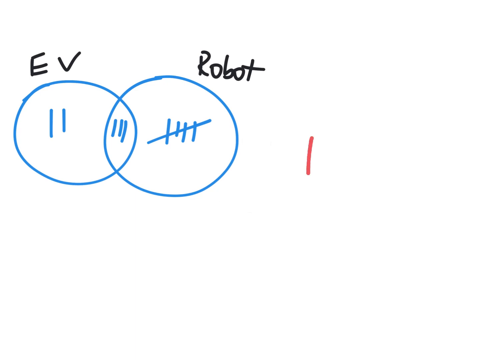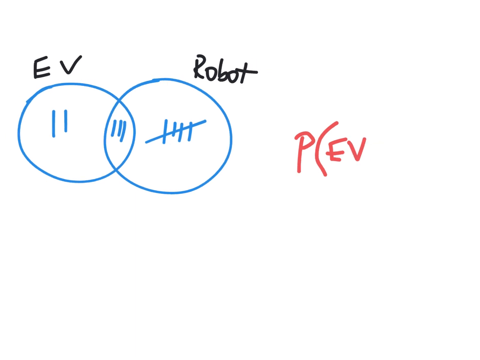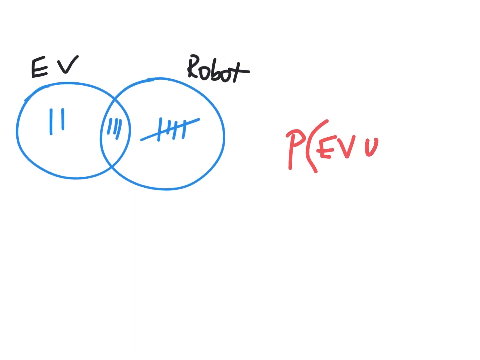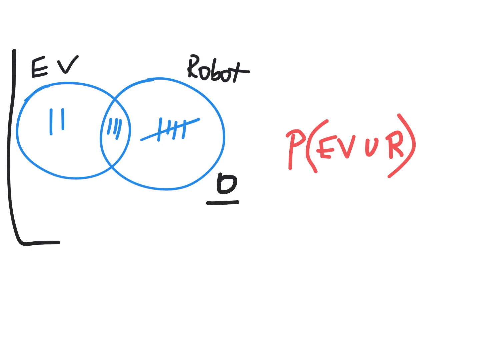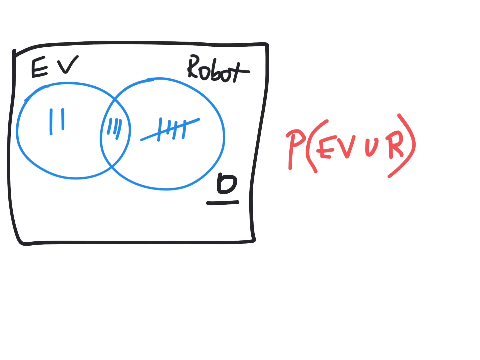Then I want to know what's the probability of EV, electric vehicle, union robots. And I'm going to put 0 out here on purpose to show that nobody said they would have neither. Pausing. All right, so first off, we needed to change this to a probability Venn.